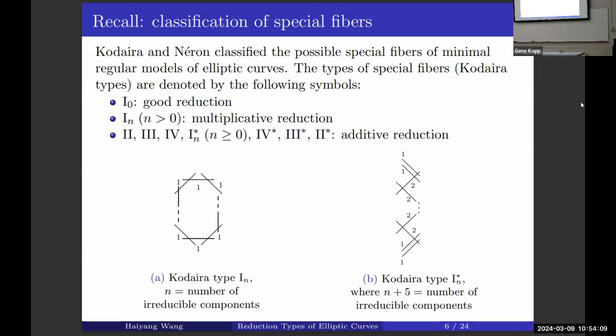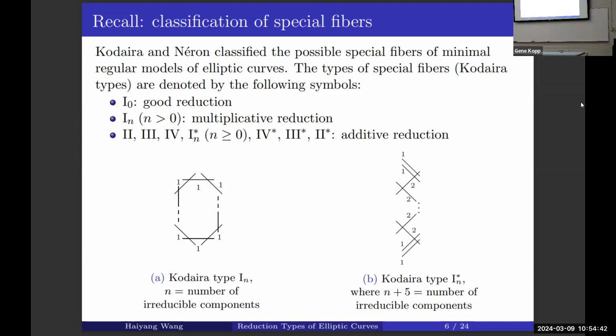Kodaira and Néron classified all the possible special fibers of minimal regular models of elliptic curves. The types of the special fiber, called the Kodaira types, are denoted by the following symbols. There is I_0. This corresponds to a good reduction. There are I_n with n greater than 0. They happen in the case of multiplicative reduction. And there are the rest. These occur in the case of additive reduction.